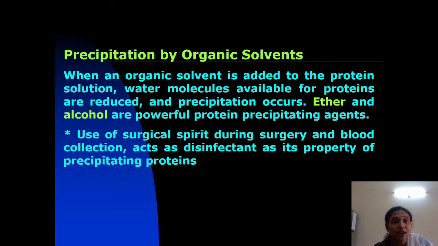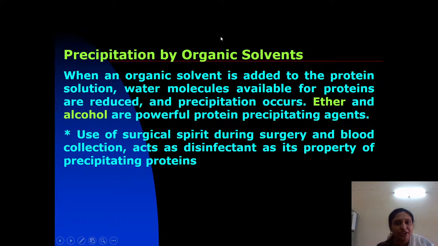Organic solvents like alcohol act as precipitating agents. How does alcohol act as a precipitating agent? Alcohols decrease the shell of hydration, because alcohols are dehydrating agents. So when an organic solvent like alcohol is added to the protein solution, being a dehydrating agent, it decreases the availability of water to the protein and increases the protein-protein interactions that result in the formation of a precipitate.